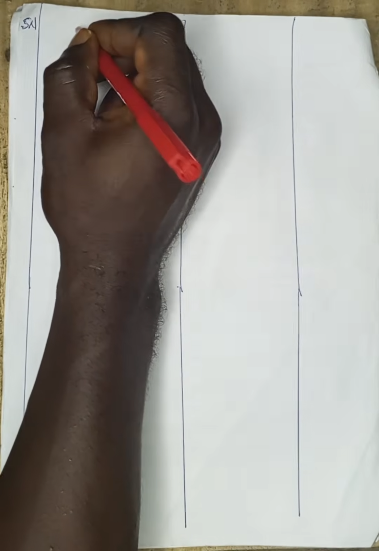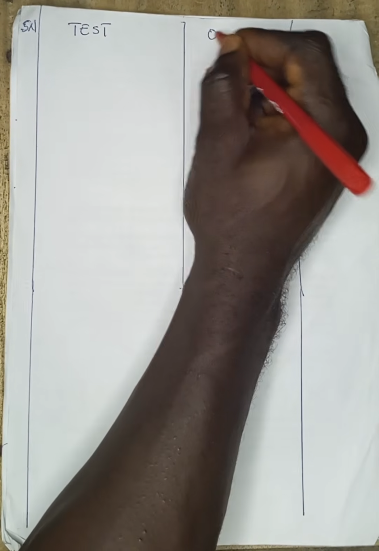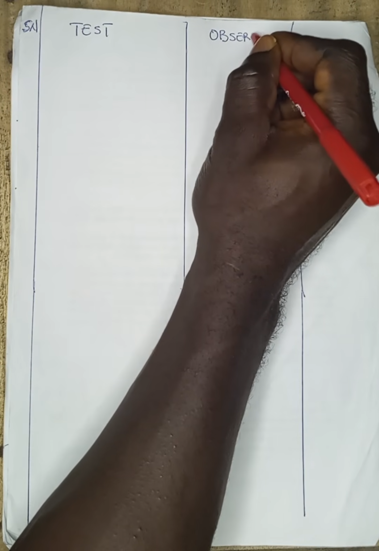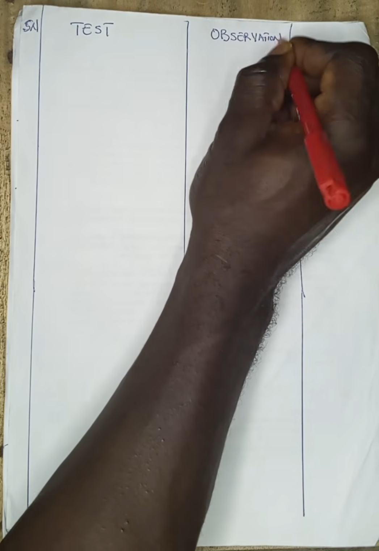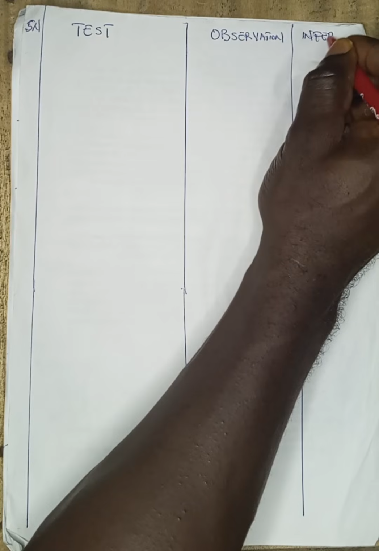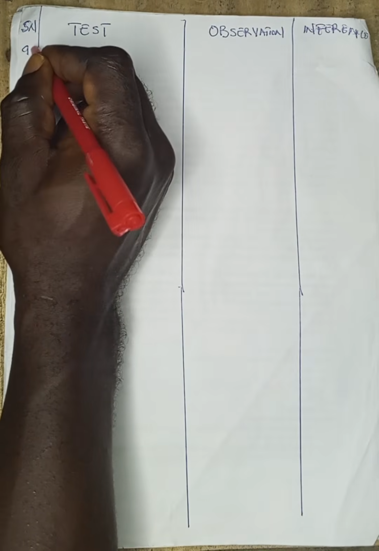So the first thing we have here is the serial number, the test, the observation, and after the observation, we have the inference. So in your question one, this is qualitative analysis of salt. Okay, analysis of salt.